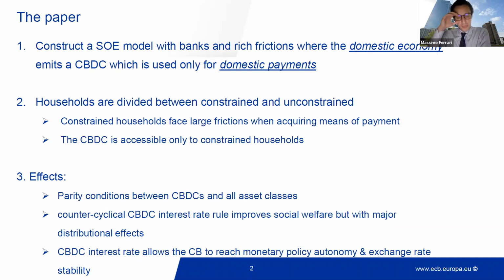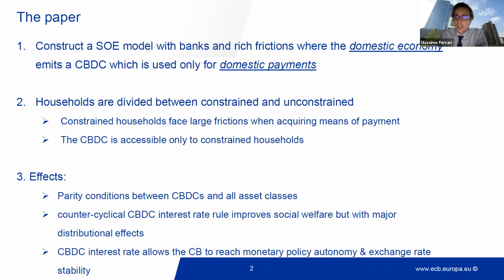Now, what are the main findings? Of course, we have a set of parity conditions that highlight the trade-off between the different asset classes. Then we've just seen that a counter-cyclical rule improves social welfare. This comes at the cost of some distributional effects that, to me, are quite sizable.